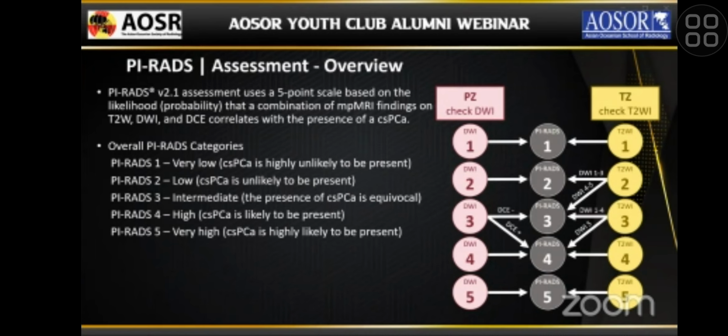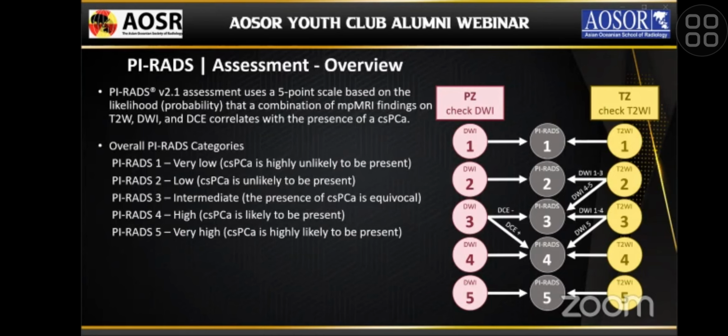As shown in the flowchart on the right, the dominant sequence is defined according to the location of the lesion. For the peripheral zone, DWI is the dominant sequence and DCE provides additional information. For the transition zone, T2WI is the dominant sequence and DWI provides additional information. The overall PI-RADS category is determined mainly by the score of the dominant sequence. The overall category may be upgraded by the score of the additional sequence.